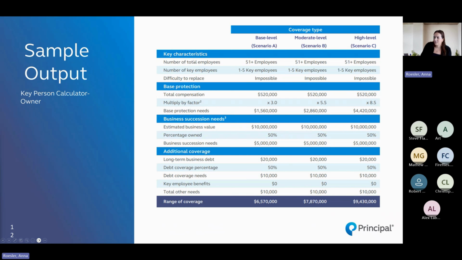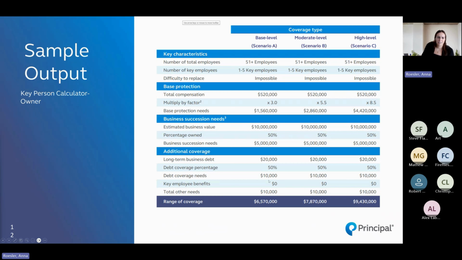So by looking at these 4 different areas, we were able to get this range of coverage. So base level is 3 times income. That is the minimum that we would suggest for key person coverage. And then when we add in these other aspects for succession and additional coverage, the minimum amount of coverage recommended for this owner was 6.5 million. And then we have 2 more levels. The second level would be the 5.5x, and then the high level is 8.5. So this ranges from 6 million to almost 9.5 million.